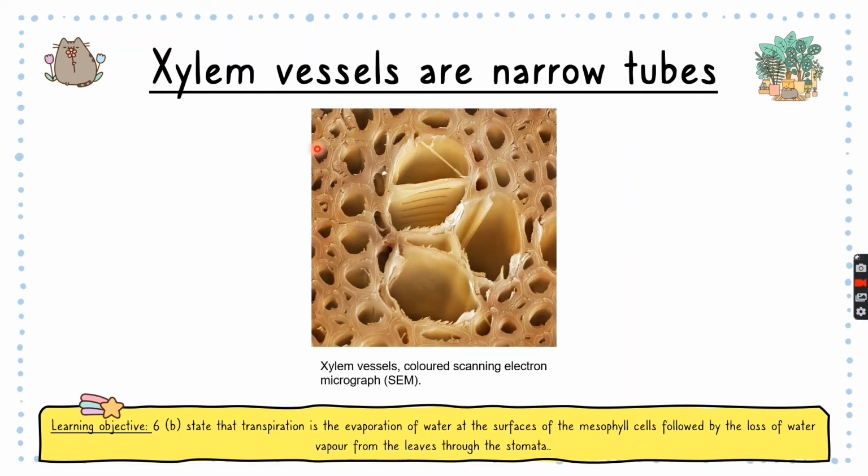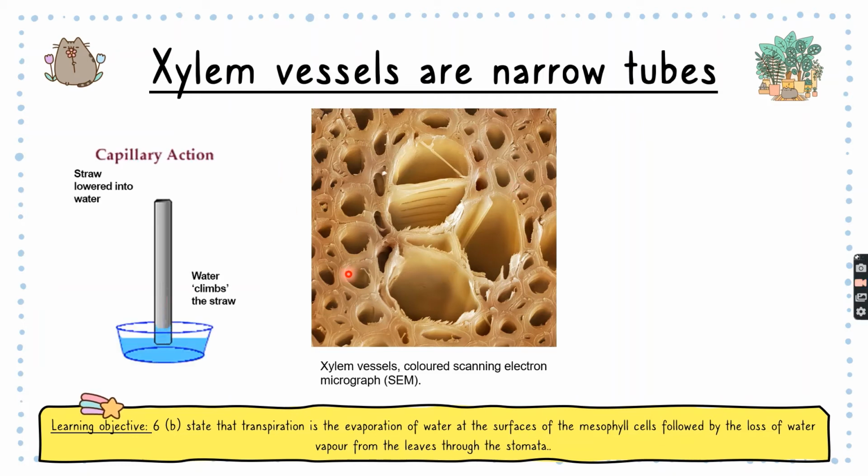Xylem vessels are themselves narrow tubes. Here is a picture of real xylem vessels captured through a scanning electron microscope, and you can see that they literally look like a bunch of straws with different sizes. But note that this is from a microscope, so it can be hundreds, maybe even thousands of times smaller than it actually is. So it is super narrow, and it is also hollow like a straw.